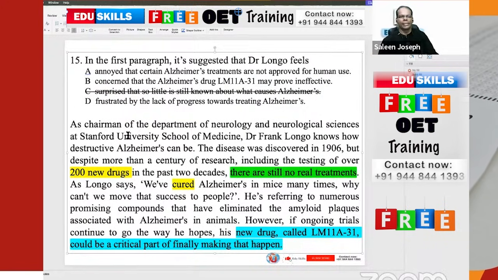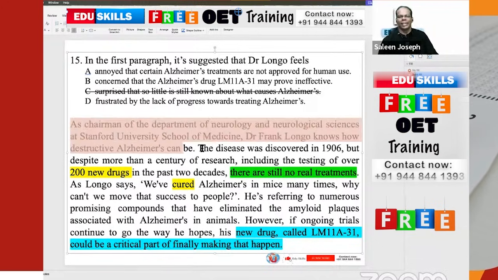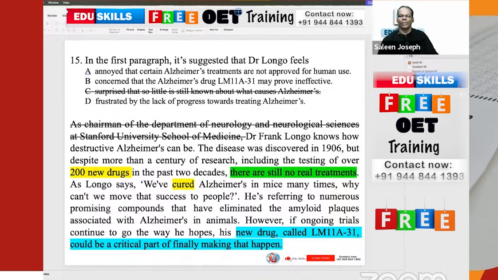Whatever is in the beginning, such as chairman of the Department of Neurology and Neurological Science at Stanford University or your hospital or some other hospital, we are not bothered. They are the subject complements. Whether this man, Dr. Frank Longo, is working in Stanford University or Cambridge University or Oxford University, does it make any difference about Alzheimer's treatment? No. Right? So these are known as subject complements, which you can simply eliminate. You should not focus on those things. They are not necessary at all.